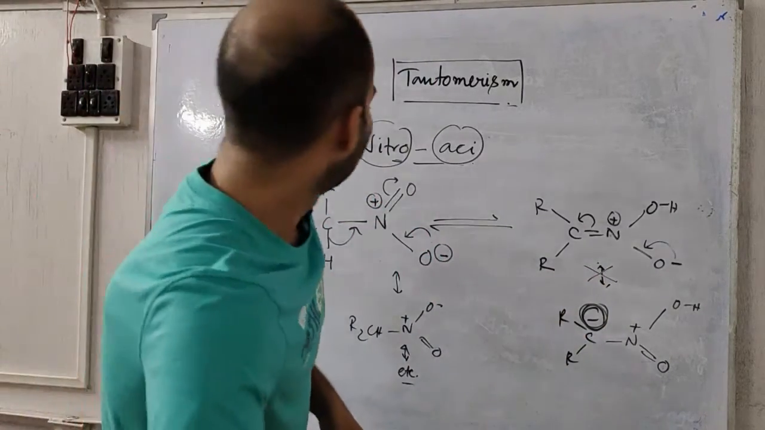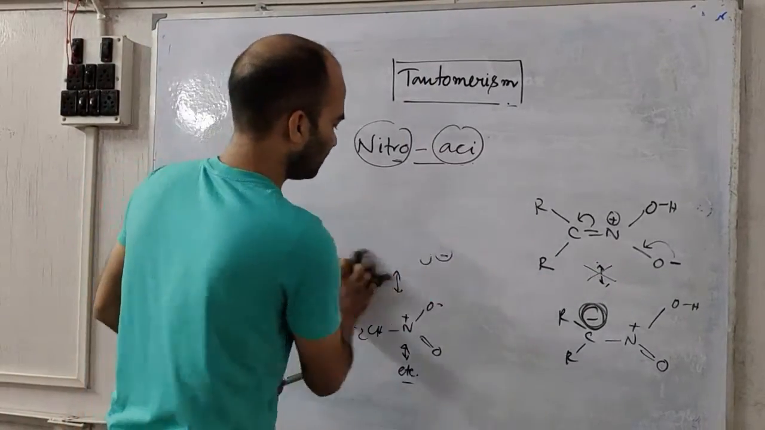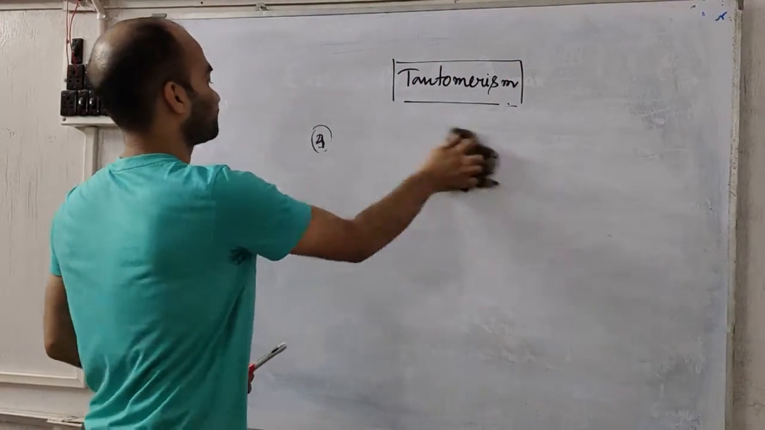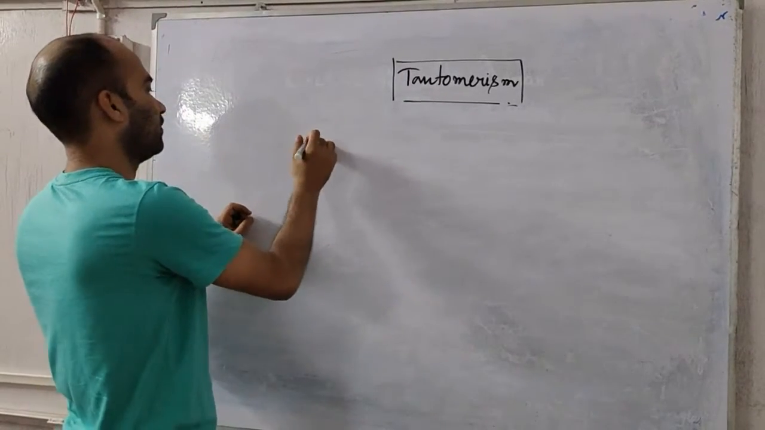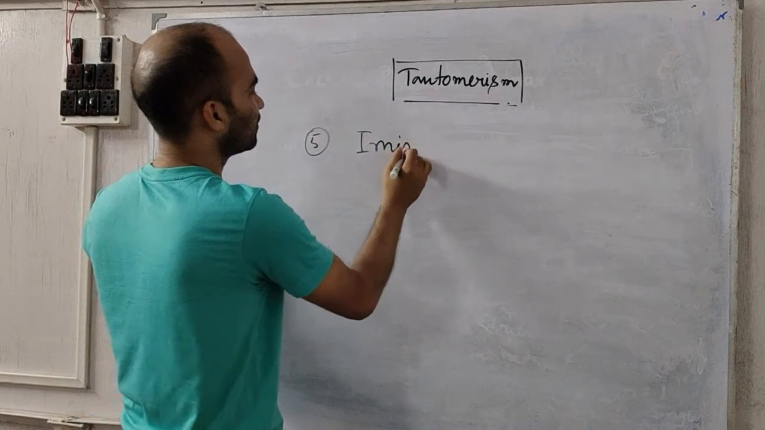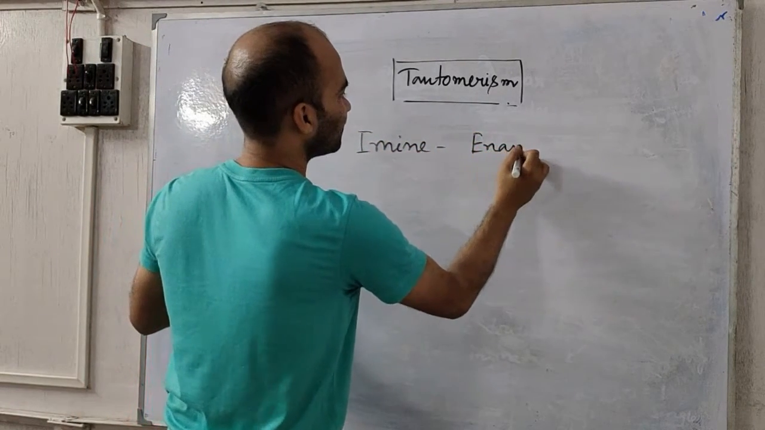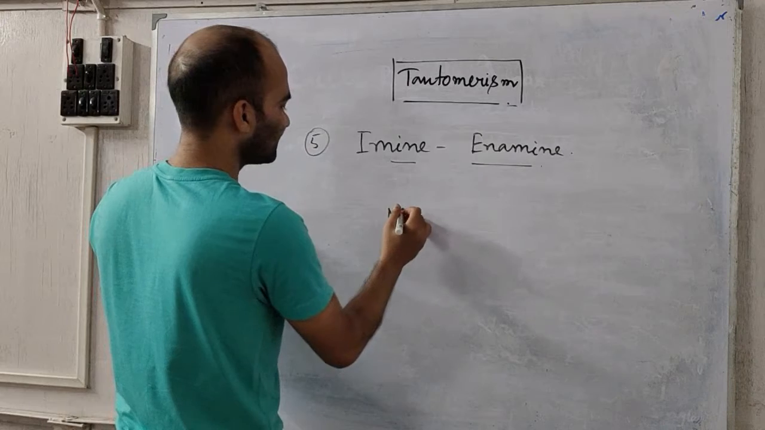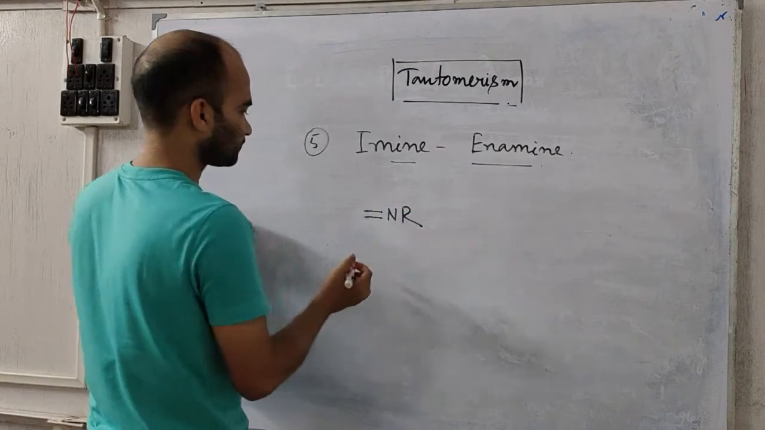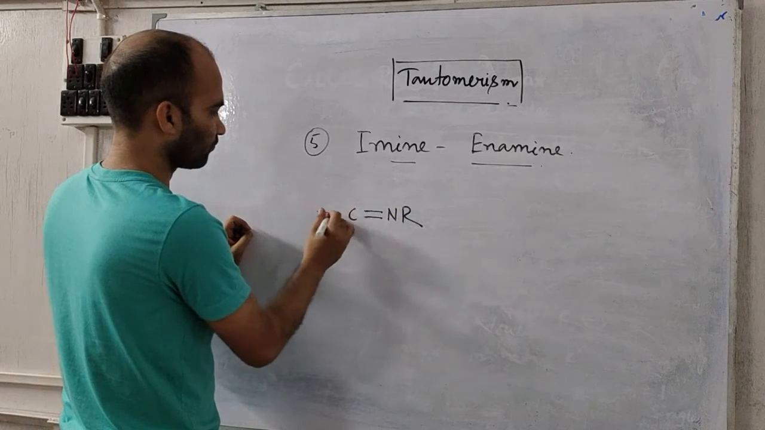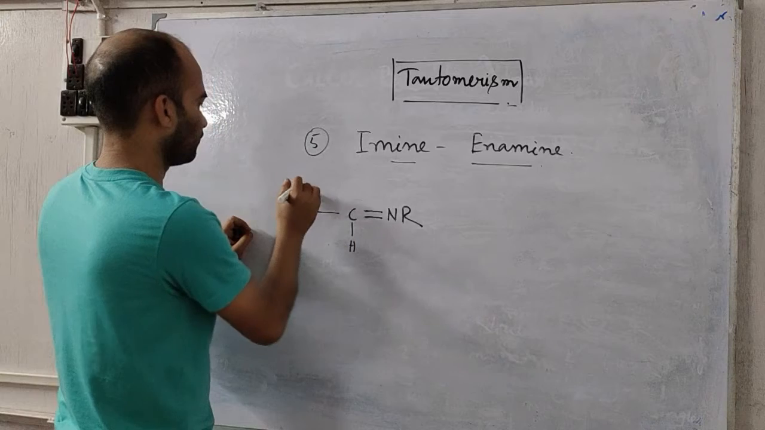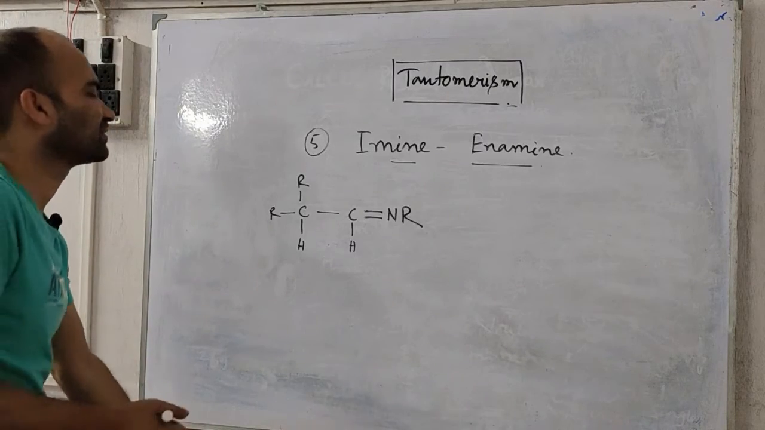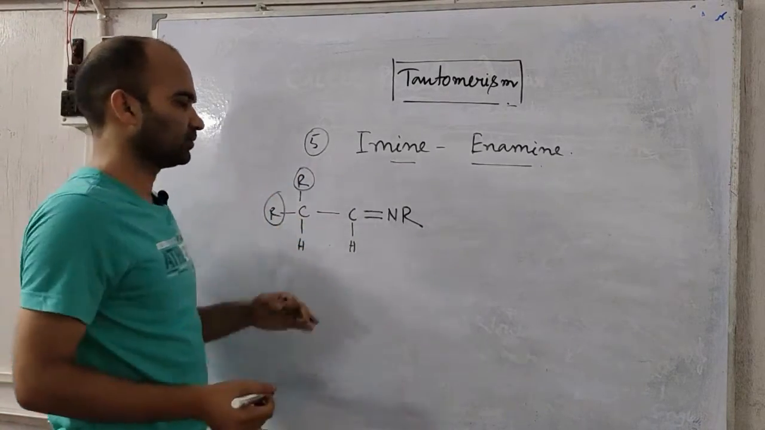Okay. The fifth one is imine-enamine tautomerism. Now what is imine-enamine tautomerism? What is an imine structure? An imine structure is like that. But the structure is like this, or even there can be hydrogen or alkyl group, whatever it is.